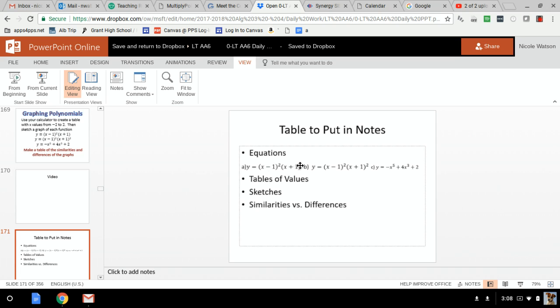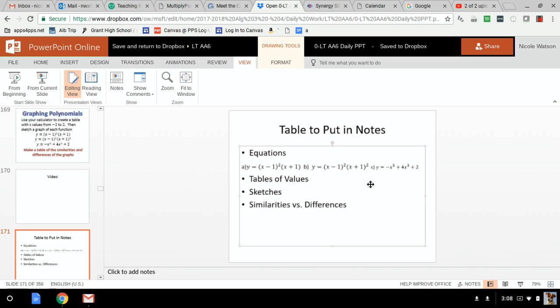Take out your notebook right now, and on a fresh sheet of paper, write down the equations. Write down A, then B, then C. Under each one, I want you to write a table of values, with x from -2 to 2 for all of those. Then you'll find the values from your calculator.